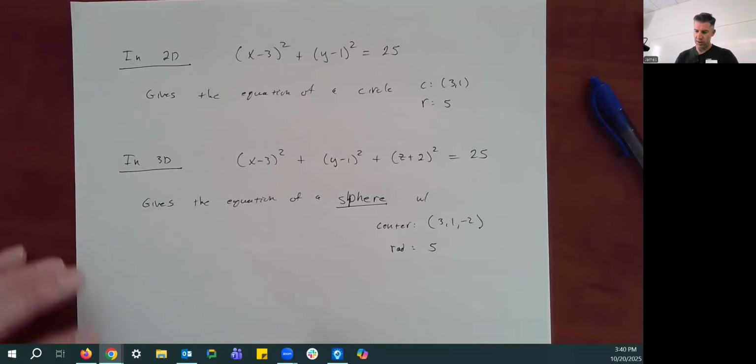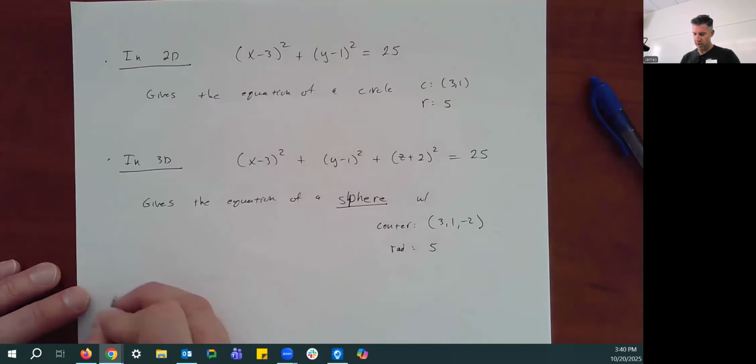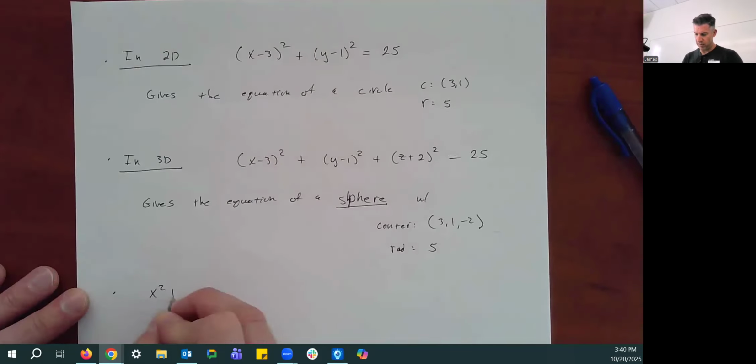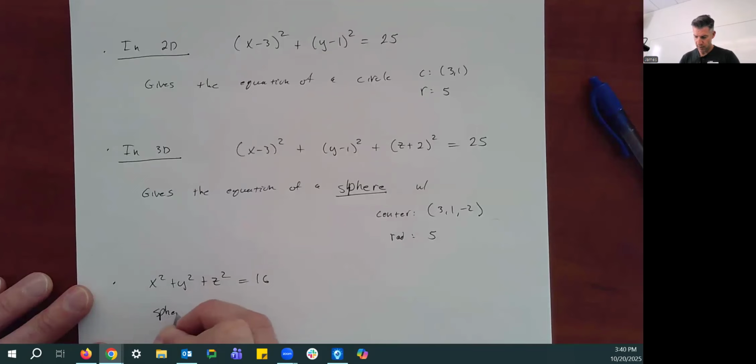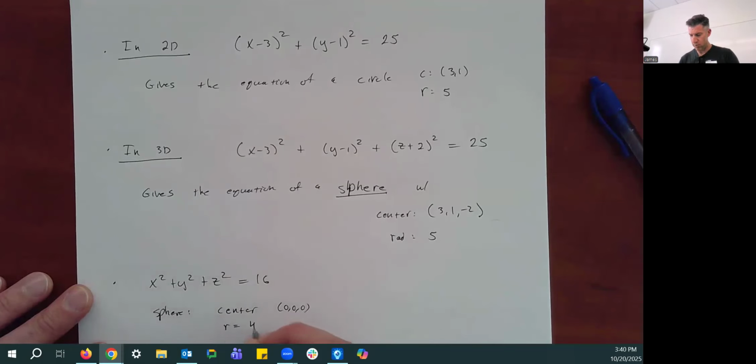Or more easily, if someone said my equation was x squared plus y squared plus z squared equal to 16, that's a sphere. The center is (0, 0, 0). The radius is 4.